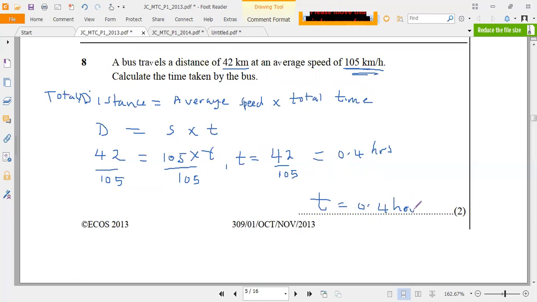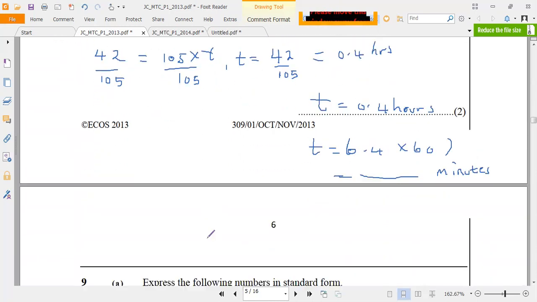If you want your time in minutes, you can just multiply by the number of minutes in 1 hour. Of course, we know 1 hour equals 60 minutes. So if you want your answer in minutes, you just say T is 0.4 multiplied by 60, and then you'll get your answer, which will be in minutes.